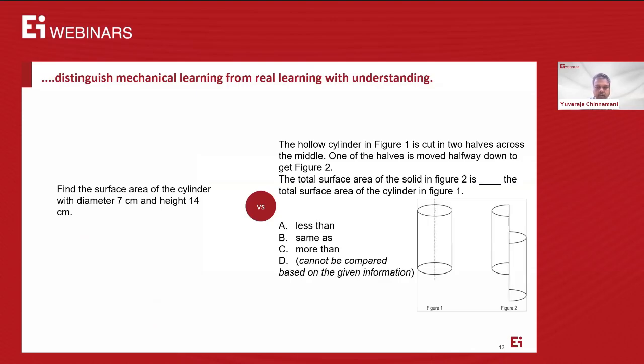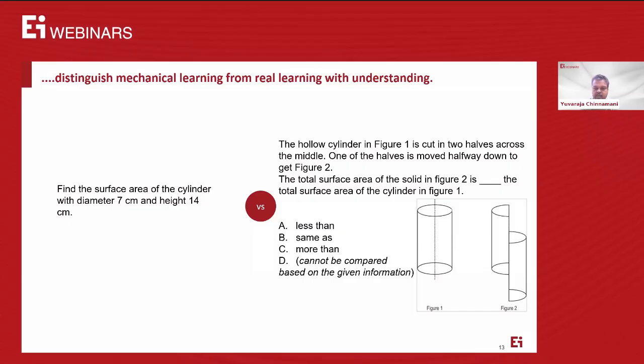Let's look at how we can distinguish between mechanical learning and conceptual understanding. On the left, there is a question on finding the surface area of a cylinder with the given dimensions. This is a formula-based question where students apply a memorized formula, substitute the numbers, and calculate the answer. It's a procedural task, but it tells us nothing about whether students understand what surface area means.